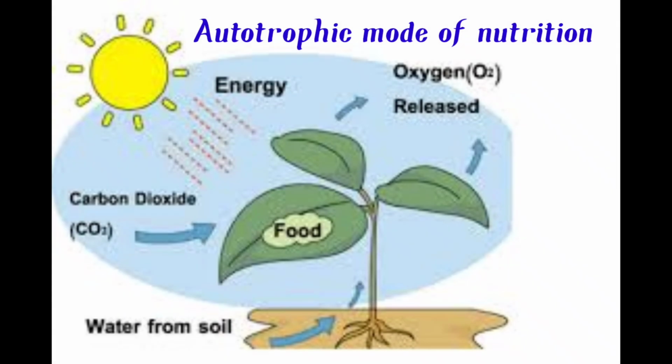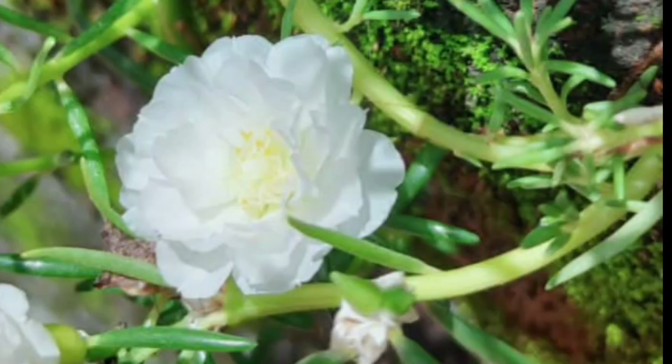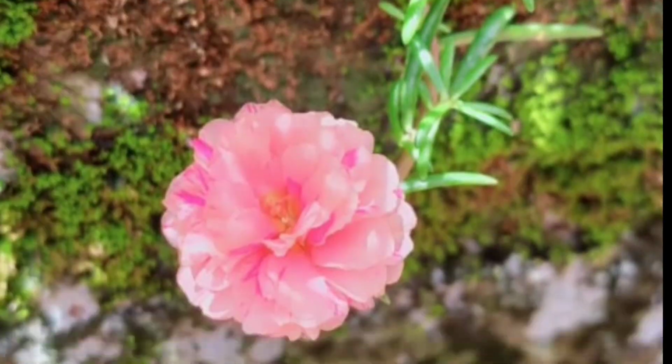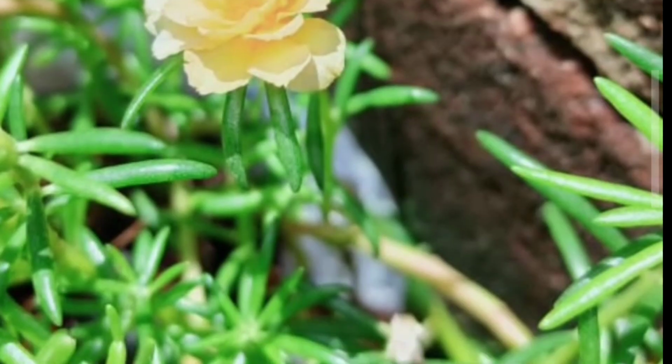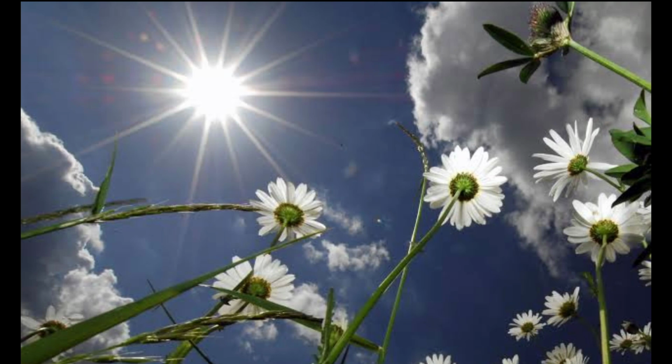First one is autotrophic mode of nutrition. The word auto means self and trophy means nutrition. Thus, autotrophic means self-nutrition. In autotrophic nutrition, the organism makes or synthesizes its own food from the inorganic raw materials. We can now say that autotrophic nutrition is that mode of nutrition in which an organism makes or synthesizes its own food from the simple inorganic materials like carbon dioxide and water present in their surroundings with the help of the sunlight energy.